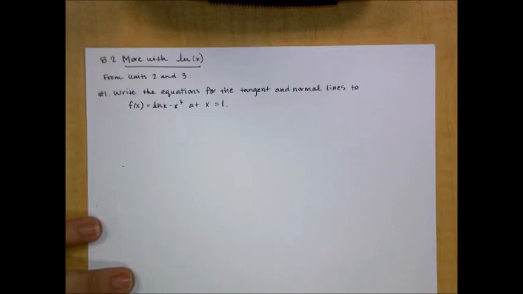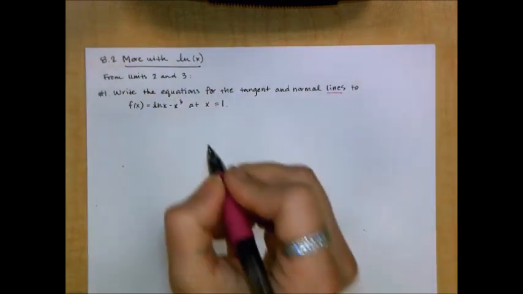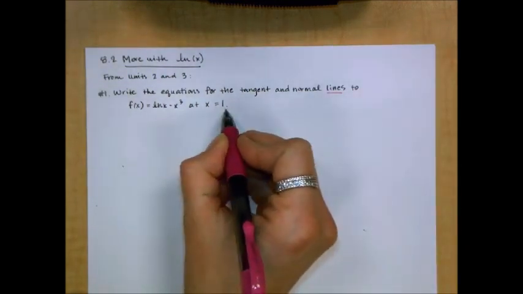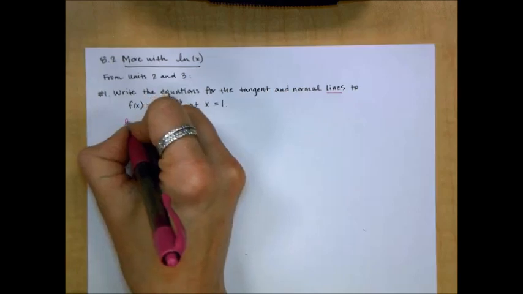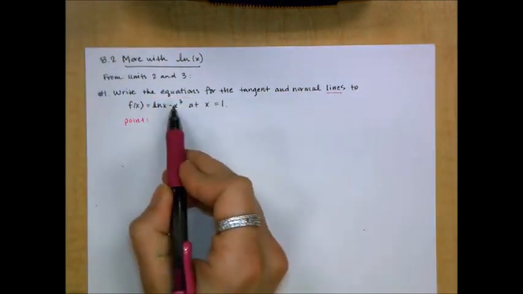All right, so in that section, in Unit 2, we started writing equations of tangent and normal lines to functions at specific values. So you'll want to remember that the two things you need when writing the equation of any line is a point and slope. So right now we've been given the x value 1 to find our point. We need to plug 1 into the original function.